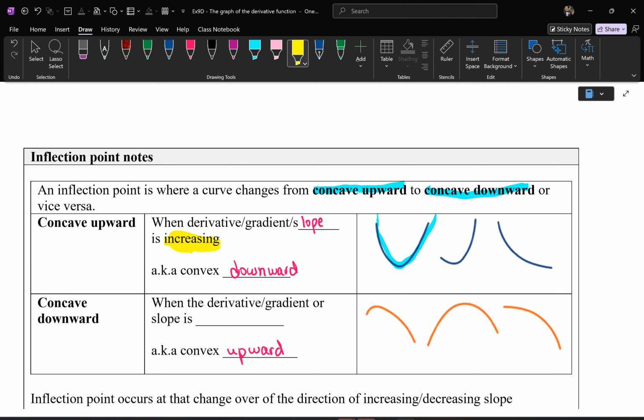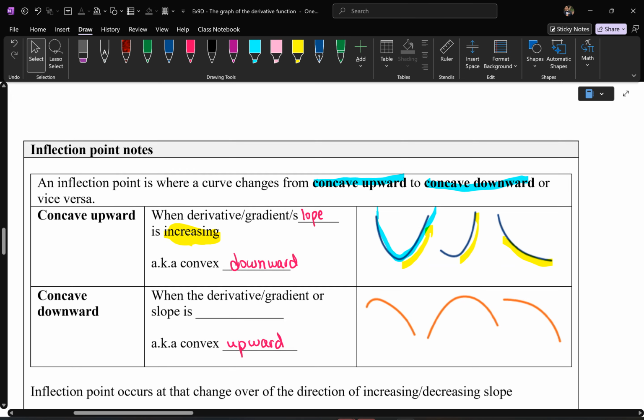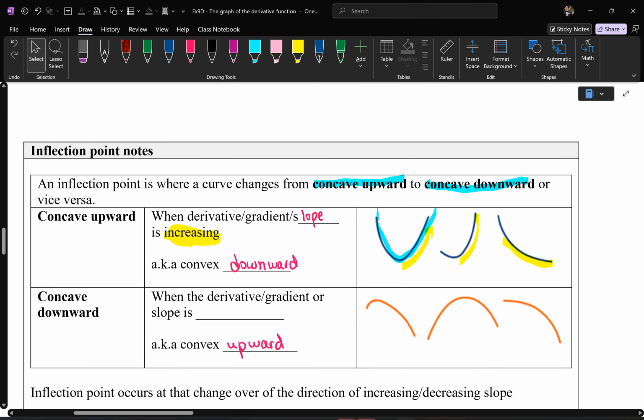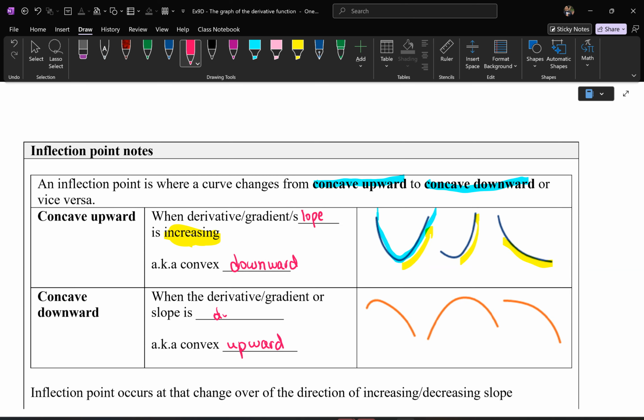So you can see it's sort of increasing from here. It's increasing, increasing, increasing, but in the negative direction. Yeah? Whereas concave downwards, you can see it's the other way around. It's the derivative, gradient or slope that is decreasing, or you can think of it as aka convex upwards. So the inflection point is actually the point at which these two changes.